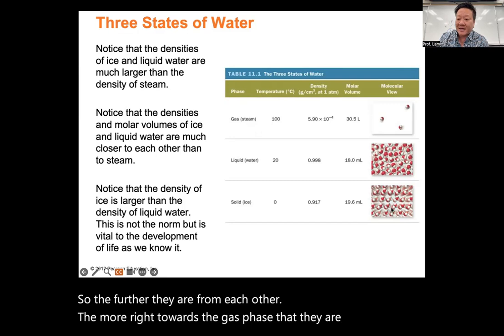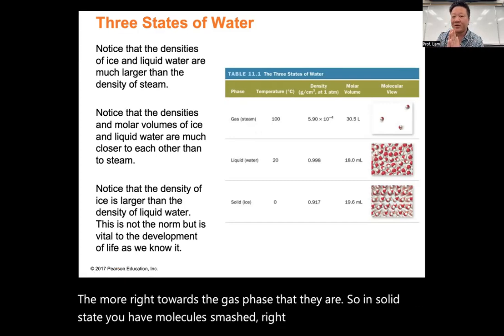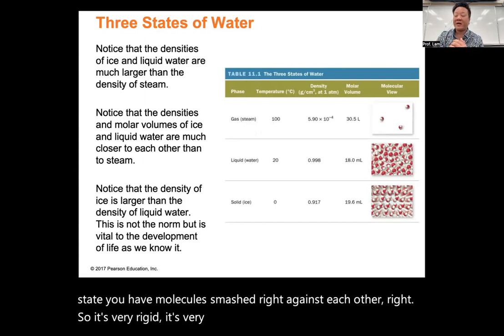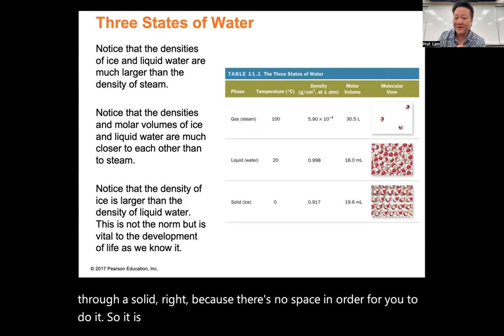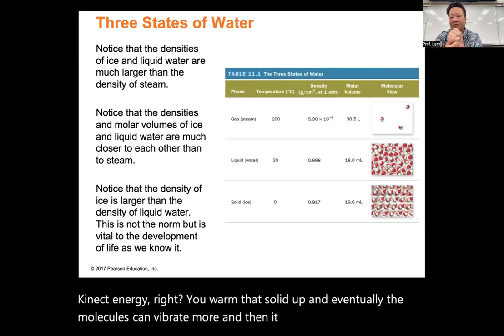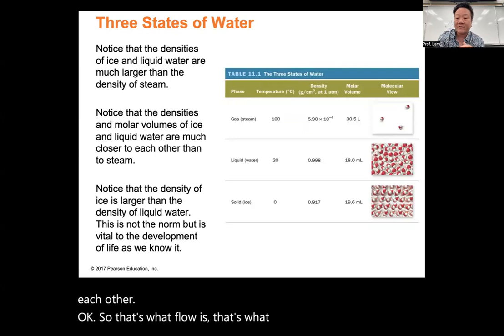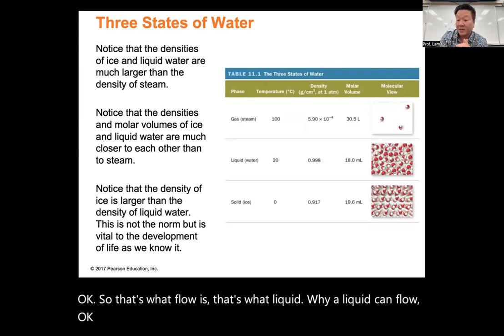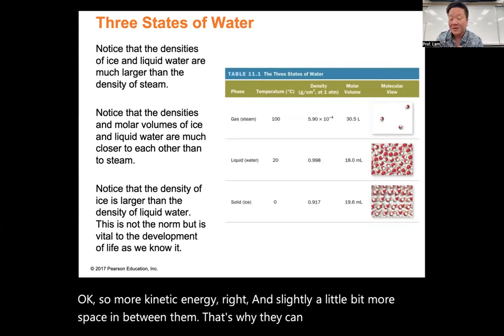So in solid state, you have molecules smashed right against each other. So it's very rigid, it's very solid. You can't put your hand through a solid because there's no space in order for you to do it. So it is about spacing. Then you add a little bit of kinetic energy, you warm that solid up, and eventually the molecules can vibrate more, and then it starts to actually roll around each other. So that's what flow is. That's why a liquid can flow. So more kinetic energy, and slightly a little bit more space in between them. That's why they can flow past each other.